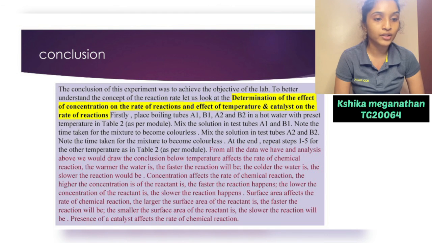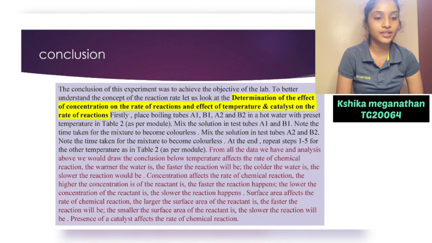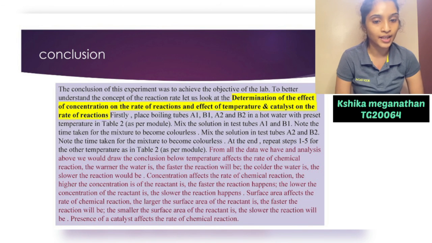Concentration affects the rate of chemical reaction. The higher the concentration of the reactant is, the faster the reaction happens. The lower the concentration of the reactant is, the slower the reaction happens. Surface area affects the rate of chemical reaction. The larger the surface area of the reactant is, the faster the reaction will be. The smaller the surface area of the reactant is, the slower the reaction will be. The presence of a catalyst affects the rate of chemical reaction.